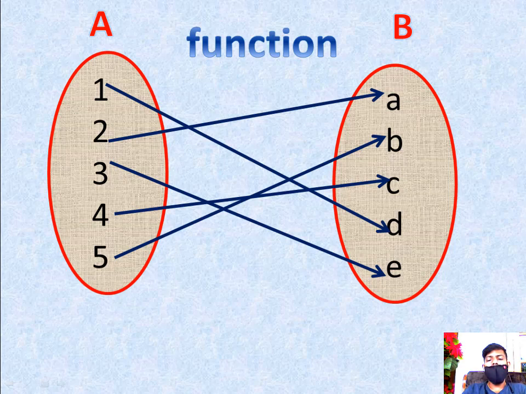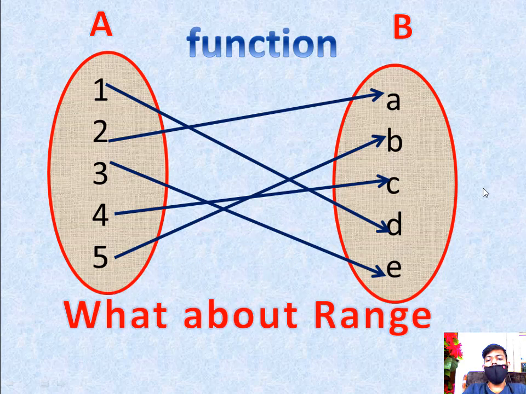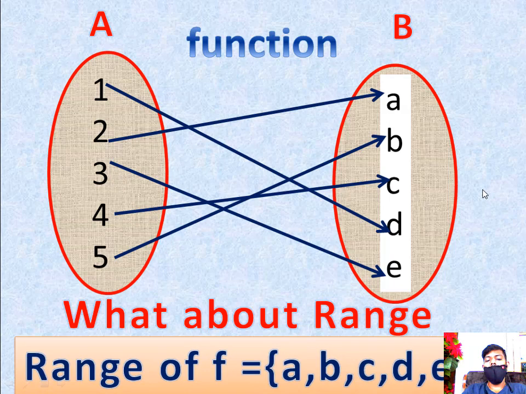Can you guess what the range is? So range is a collection of all images of the set A, or the set of all image collection is called the range. So here the set A, B, C, D, E is called the range. So range of f is equal to the set A, B, C, D, E.